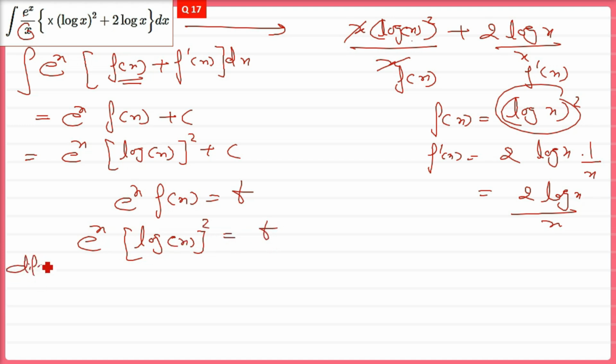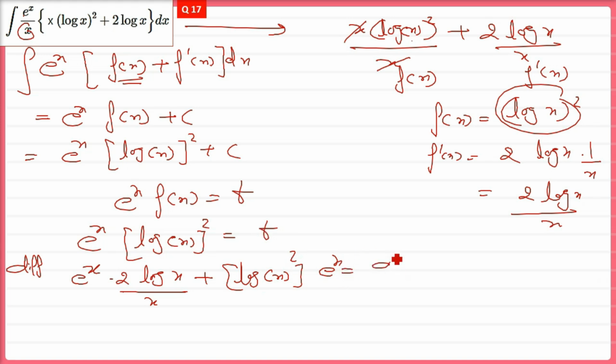Now we'll differentiate both sides. When we differentiate e^x (log x)^2, the derivative of (log x)^2 is 2 log x divided by x, which we have already done, so I'm writing it directly. The (log x)^2 stays like that, e^x remains e^x when differentiated, and this will be equal to dt by dx. Now let's do the rearrangement.